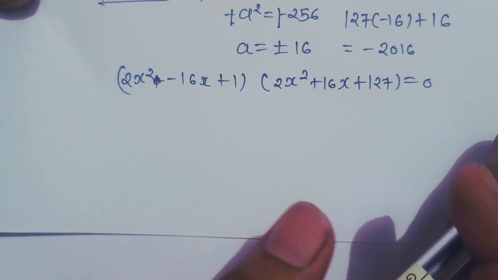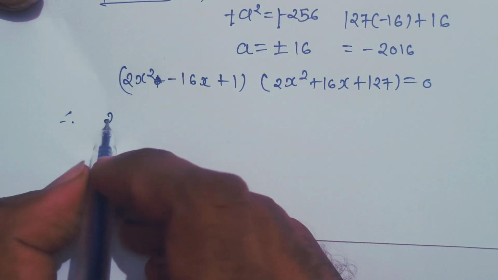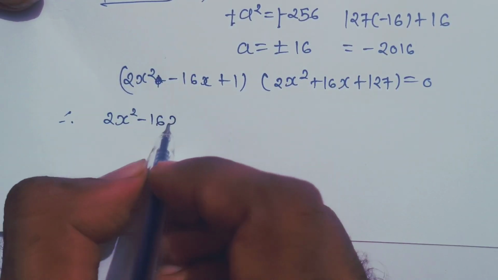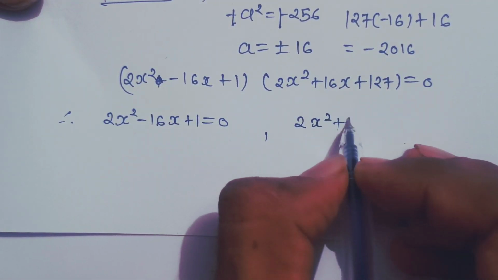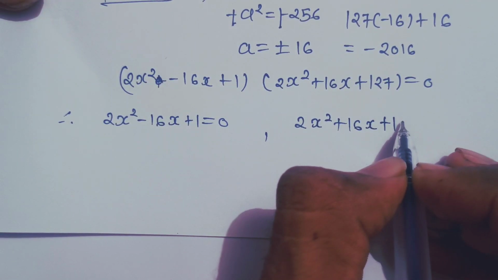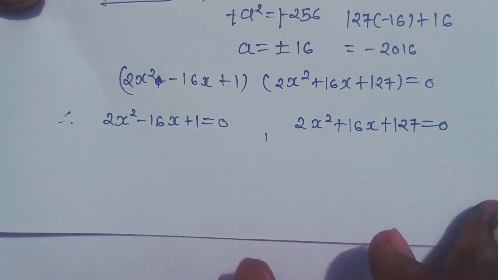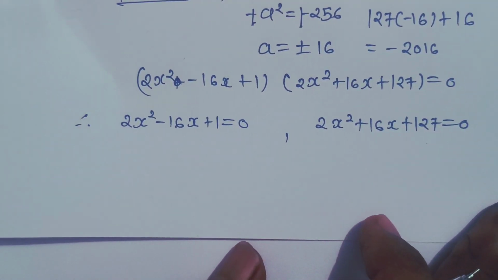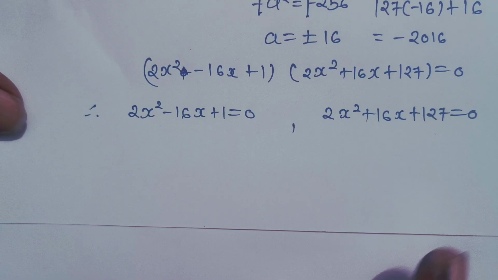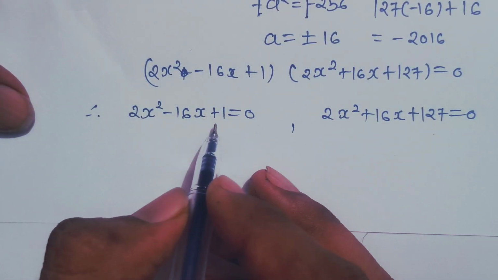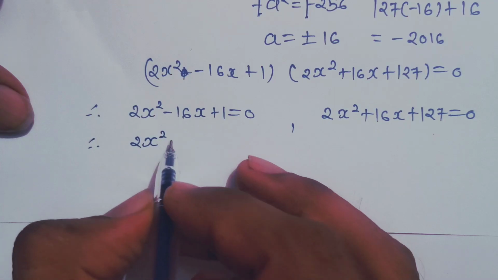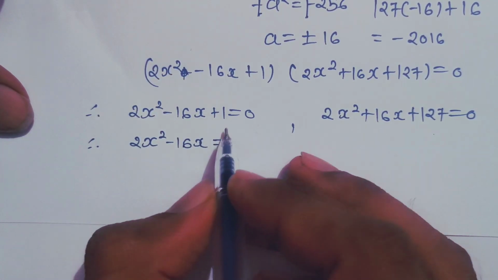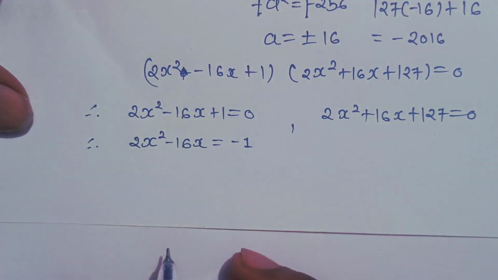Now the multiplication of two factors is 0. Therefore 2x square minus 16x plus 1 equal to 0, and 2x square plus 16x plus 127 equal to 0. This is clear. Now first solve this equation, 2x square minus 16x plus 1 equal to 0. Now 2x square minus 16x equal to, this 1 moves to this side, minus 1.